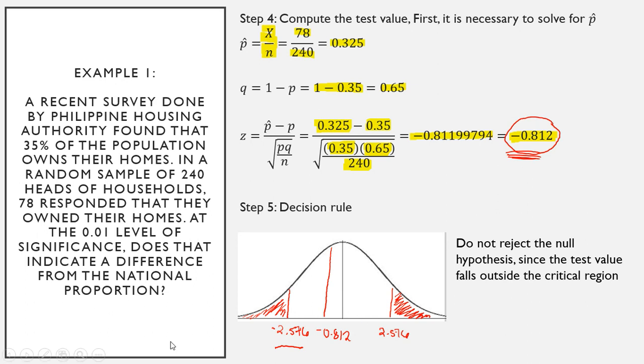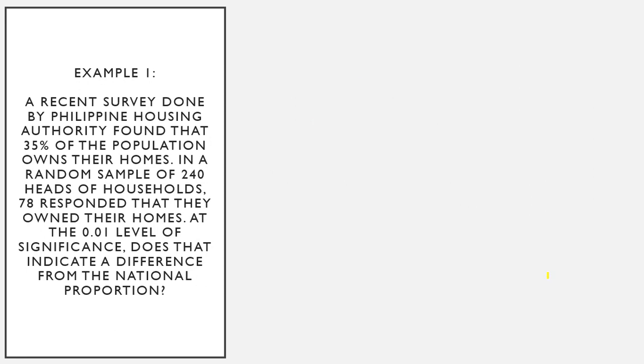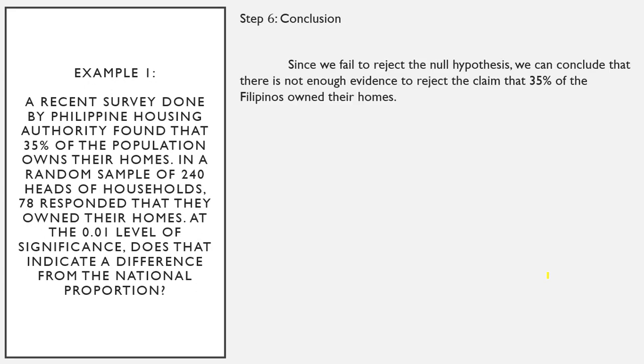Therefore, we will not be rejecting the null hypothesis since the test value falls outside the critical region, or in short, it is in the non-critical region. So we're going to accept the null hypothesis. And then lastly, step number 6, conclusion. In the conclusion, everyone will have their own conclusion here. Again, as long as the idea is there, we're going to accept your answer.